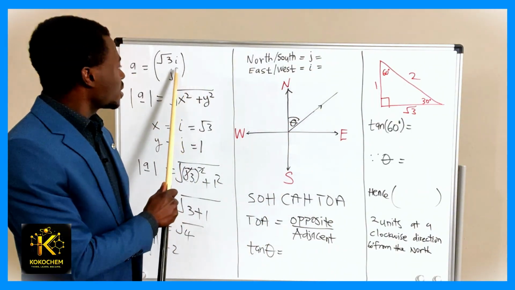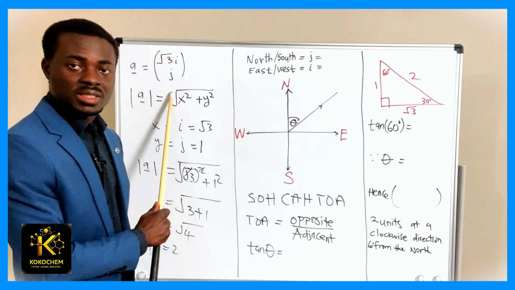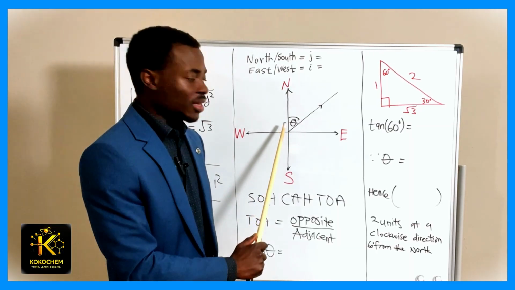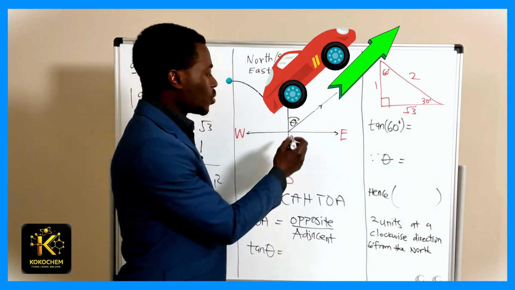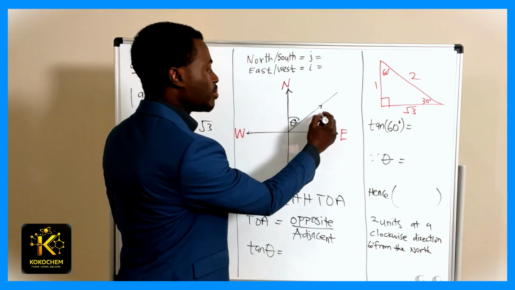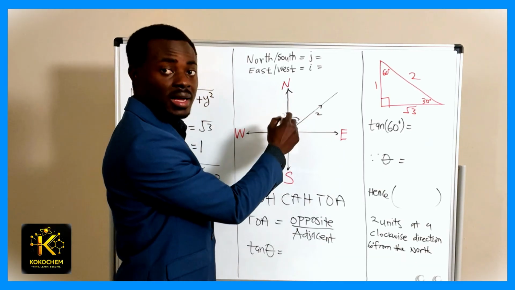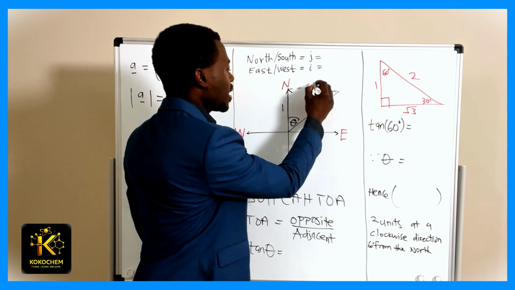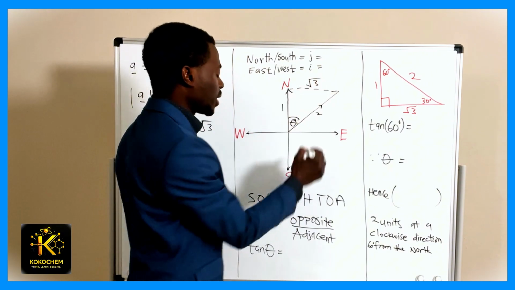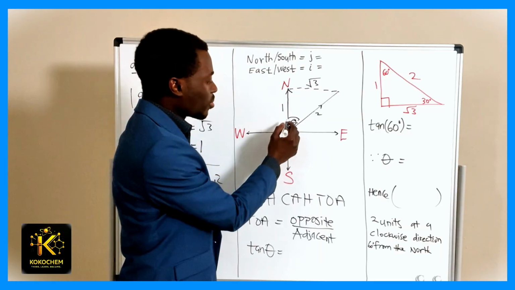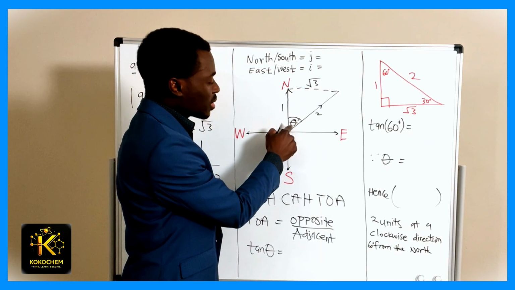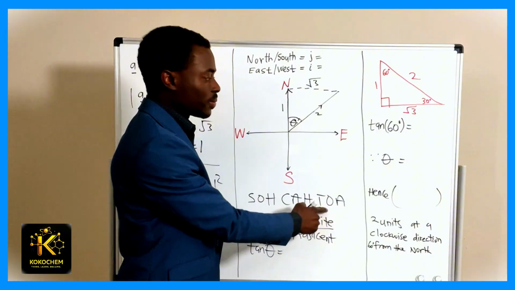So the question has positive i and positive j. That means the vector is moving towards the northeast direction. So we need to find theta. We know that the magnitude is 2, the y value is 1, and the x value is root 3. If you are measuring the angle from the north, we put theta here.